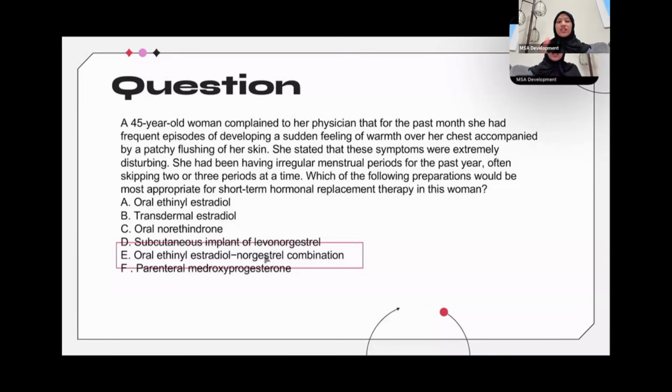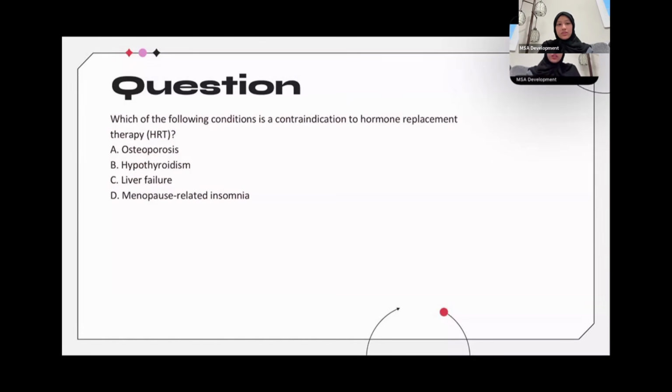So having the combination mimics the cycle and it protects from endometrial hyperplasia and cancer, which is why we give the combination. These two reasons are the main reasons we give the combination in the first place. Which of the following conditions is a contraindication? Liver failure. We said this, right?